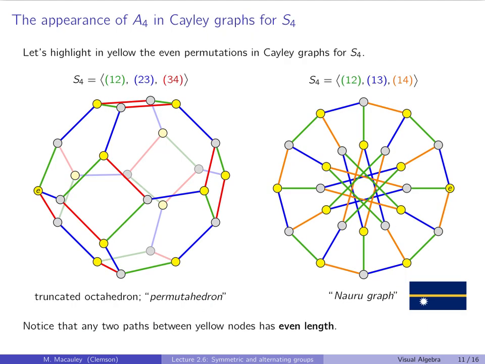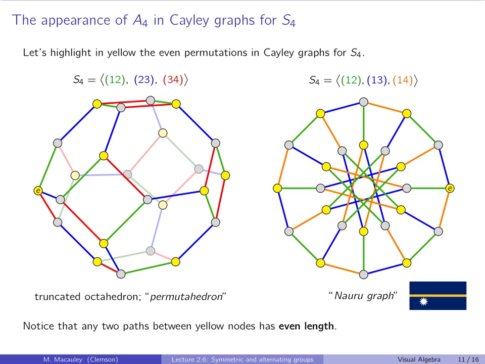Let's return to something we've seen before. This is the permutahedron, a truncated octahedron, and a Cayley graph of S4, where the generators are adjacent transpositions. I've declared this node to be the identity, and now I've colored in yellow all of the even permutations. These are the nodes that are of an even distance from here. So this node is a distance 2 from here, but you can also get there with a distance 4, or a distance 6, but never 5 or never 7. So obviously there cannot be 2 adjacent nodes that are both even permutations, so there's no adjacent yellow nodes. And you can see how these are distributed.